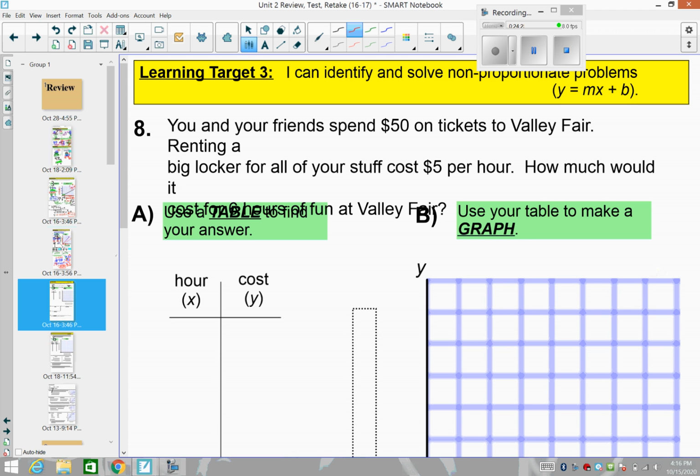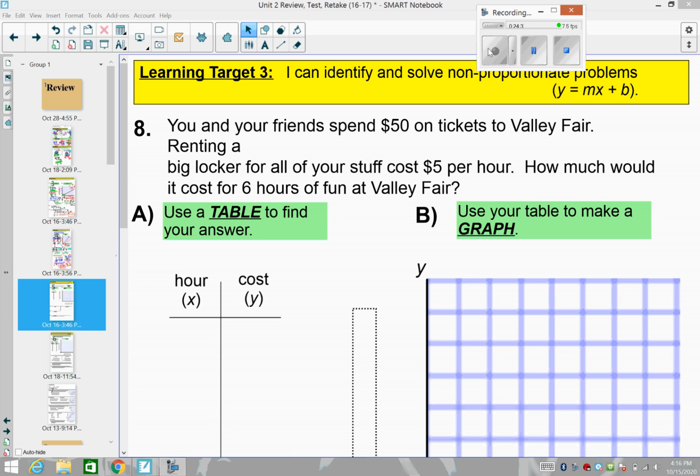All right, you and your friend spent $50 on tickets to Valley Fair and want to rent a locker for all your stuff that costs $5 per hour. I don't know if I can change all of this stuff right now. I'm going to pause the video and see if I can move.